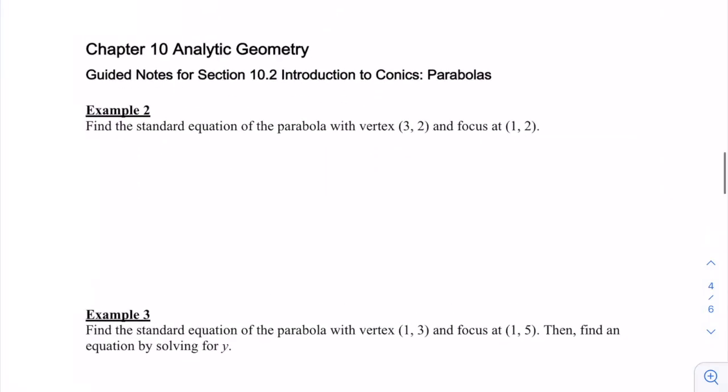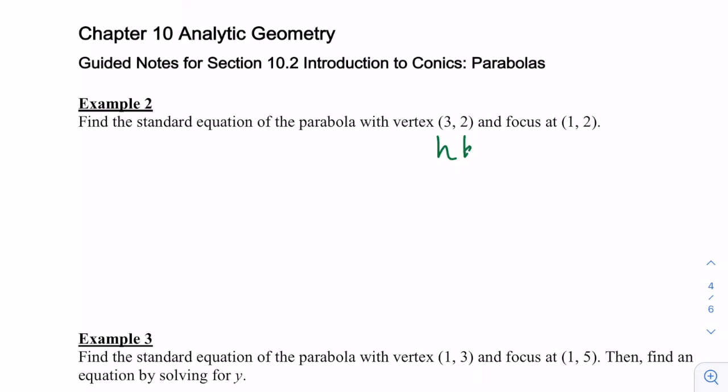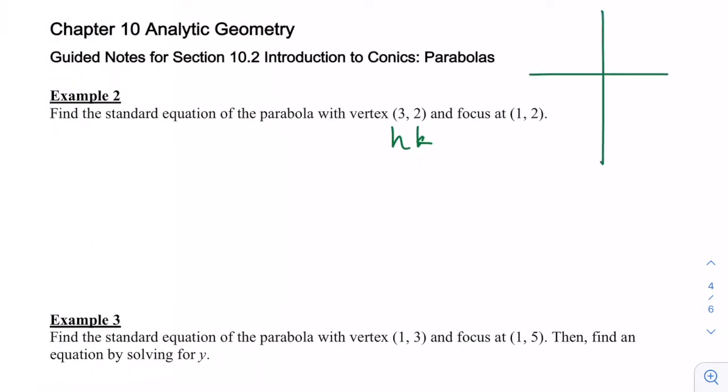All right, for example 2, we're going to write the equation of a parabola with a vertex at (3, 2), there's our (h, k), and our focus is (1, 2). So thinking about that orientation, here's (3, 2), the vertex, and the focus is over here. So this parabola must be opening to the left. And we also could tell that this p will be negative 2.